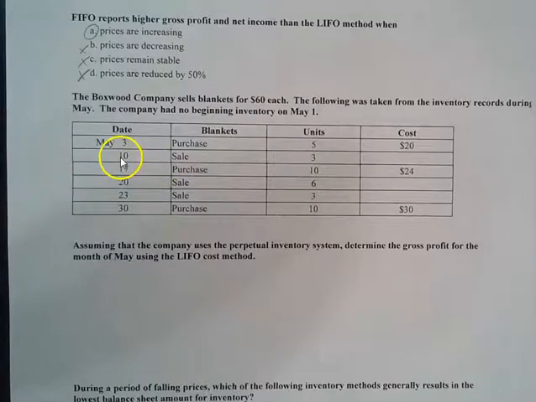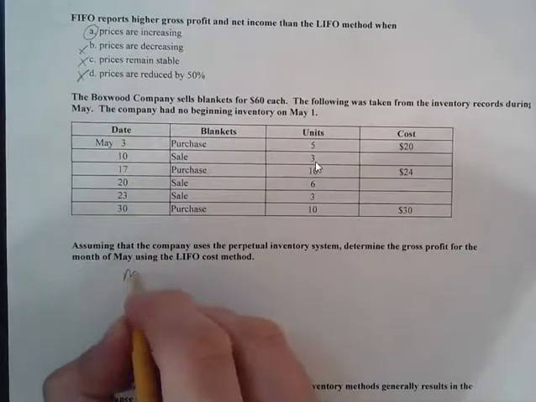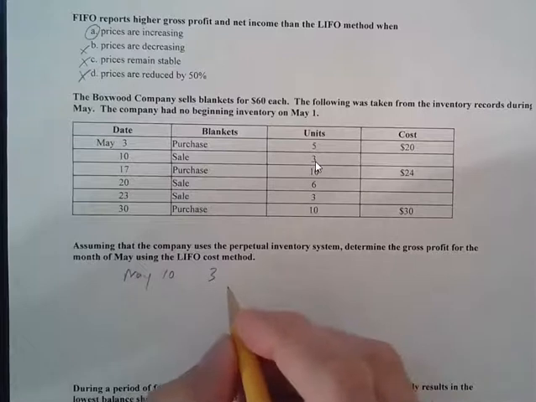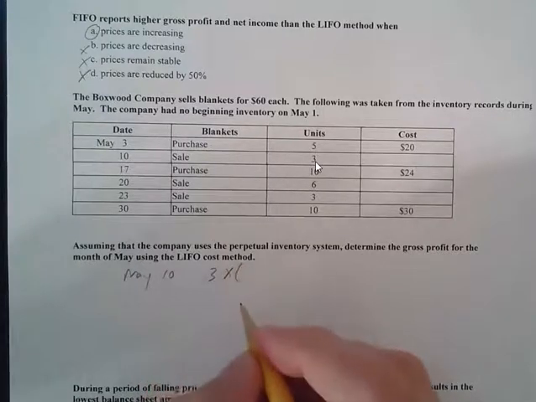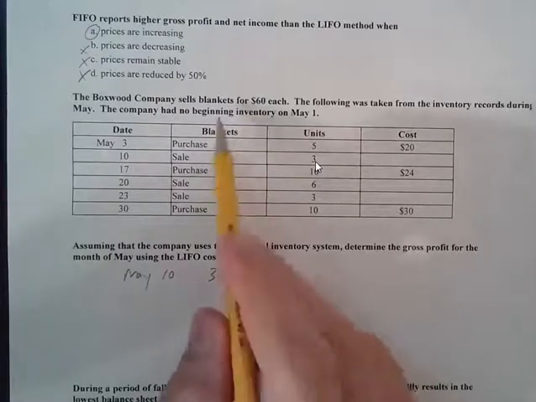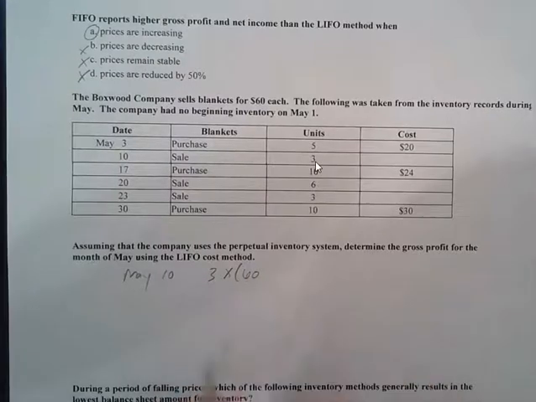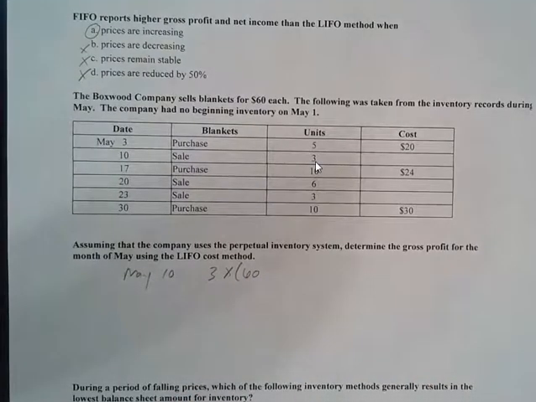So on May the 10th, we have a sale of 3 units. Okay. So May the 10th, we're going to sell 3 units times, what did we sell them for? $60. And the only evidence of inventory that were the most recent inventory that we have took place a week before. So this would definitely be the last merchandise in the system.